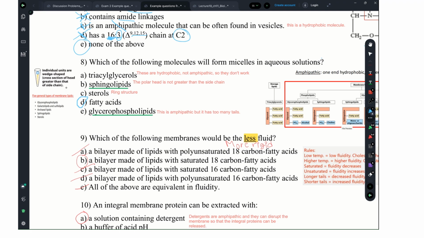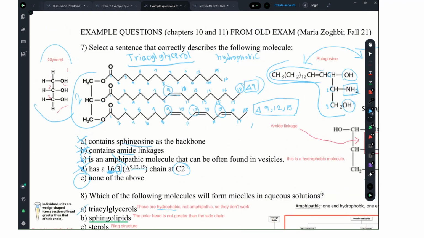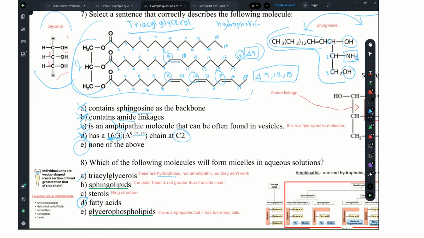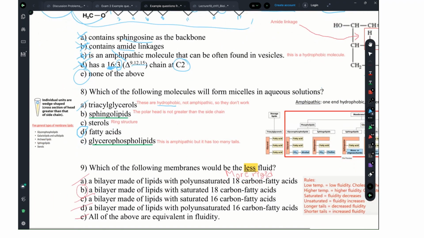Okay, so A, triacylglycerols. No, these are hydrophobic. We just talked about these. So you can see that this is a triacylglycerol. First of all, there's 3 tails, not 1. And secondly, this entire molecule is hydrophobic. So that's not going to work, because in order to form a micelle, you got to have a polar end, which is like the head right there, and then a nonpolar tail. That's the hydrocarbon chain.